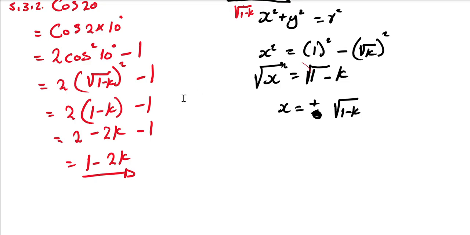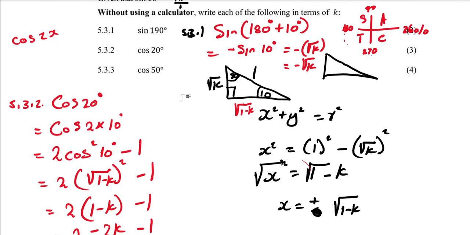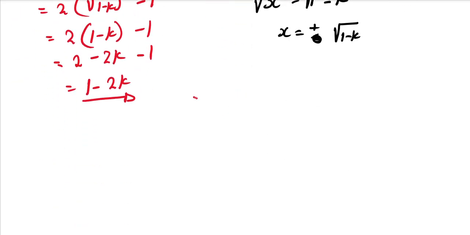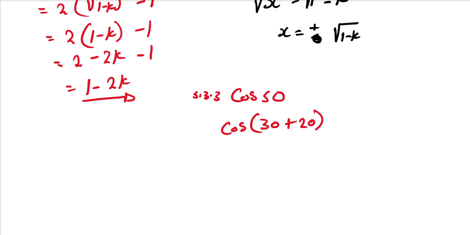So let's go and solve 5.3.3, which is cos 50. 5.3.3. They say we must find what? Cos 50. Cos 50, it is the same as what? As cos of 30 plus what? Plus 20. Or the same as what? 50 is the same as what? Cos of 60 minus 10.